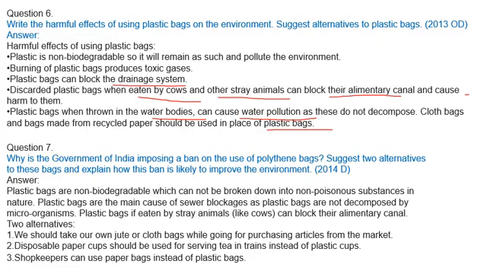Question number 7: Why is India imposing a ban on the use of polythene bags? Suggest 2 alternatives to these bags. Explain how this ban is likely to improve the environment. Just now we have discussed the polythene bag. I would like you to go through this answer.